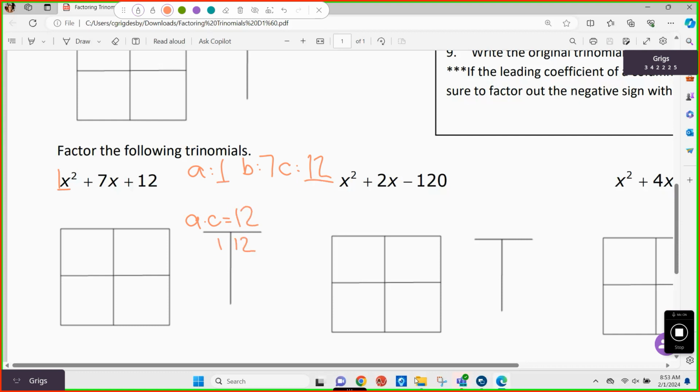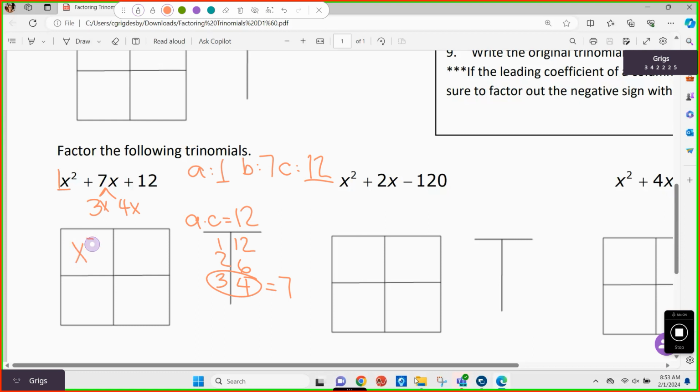I think of the factors of 12. Oh, I missed 2. Okay, now out of these, which pairing of factors would add to equal 7? 3 and 4. Okay, so what I've done is I've taken 7x and I've split it to become 3x and 4x. So now I'm going to place it in my square.